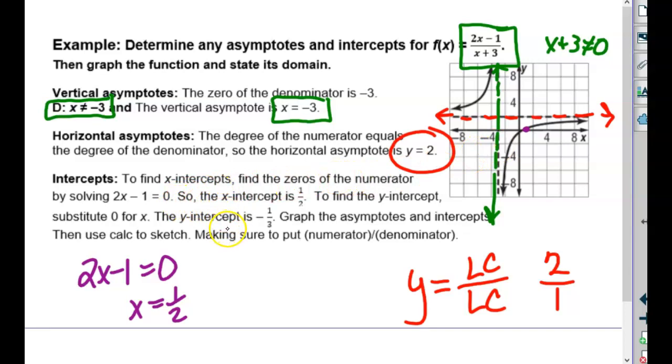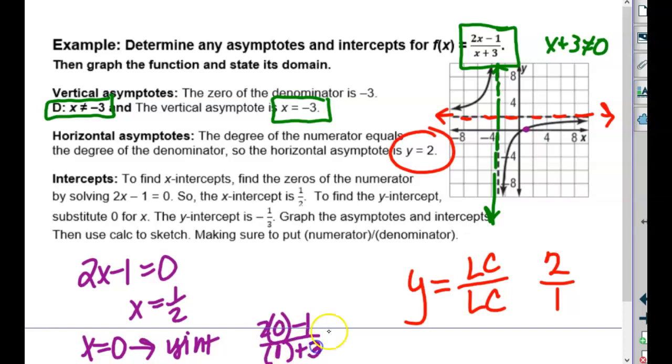Then put in a 0. When x equals 0, you will get the y-intercept. So if I put that in, I would have 2 times 0 minus 1 over 0 plus 3, which would become negative 1 over 3, right? And negative 1/3 right down here is where it crosses the y. That's a crummy example as far as they counted by 2s, so you can't even see where they are.